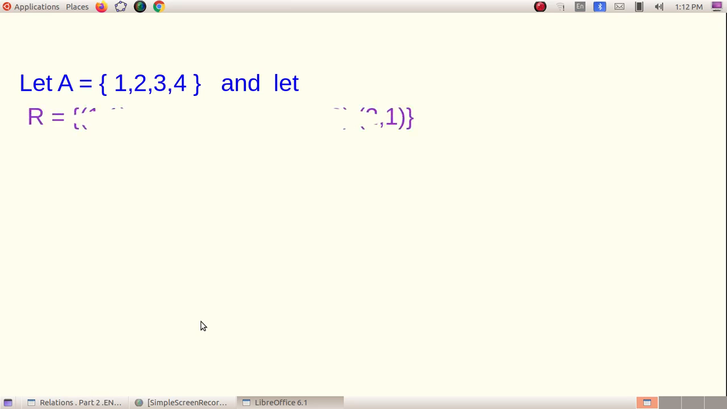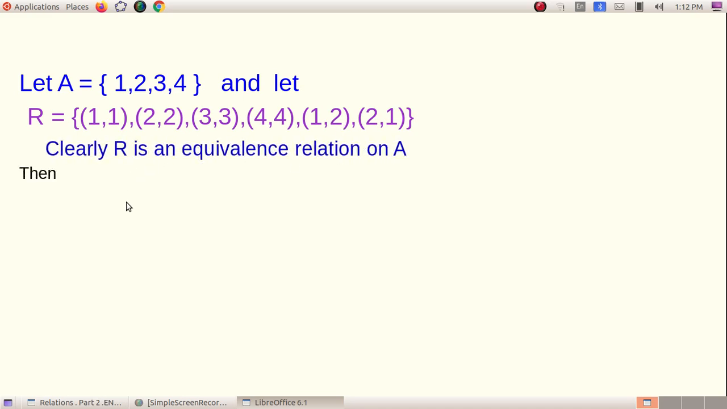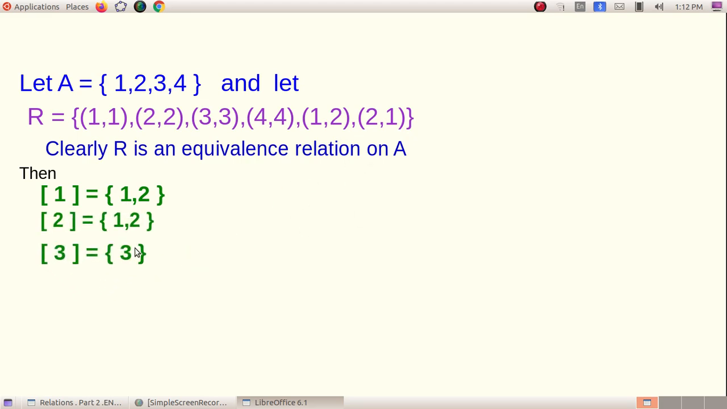Now we are going to the last concept of this section. For that, take the previous example. A equals {1, 2, 3, 4} and R is equal to {(1,1), (2,2), (3,3), (4,4), (1,2), (2,1)}. Clearly it is an equivalence relation on A. Okay. Then what is class 1, the equivalence class containing 1? That is class 1 equals set {1, 2}. What is class 2? That is again set {1, 2}. Then class 3 is set {3}, and class 4 is equal to set {4}. Okay. Listen, there are 4 classes, 2 of which are identical, class 1 and class 2. So we can say there are 3 classes: set {1, 2}, set {3} and set {4}.